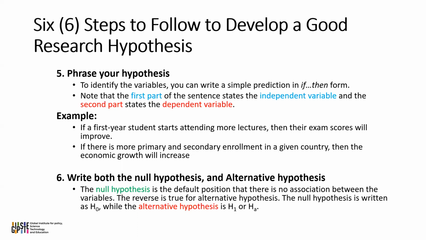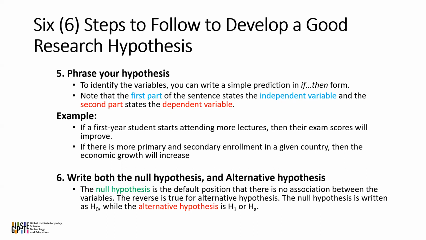5, phrase your hypothesis. To identify the variable, you can write a simple prediction in if-then form. Note that the first part of the sentence states the independent variable, and the second part states the dependent variable.